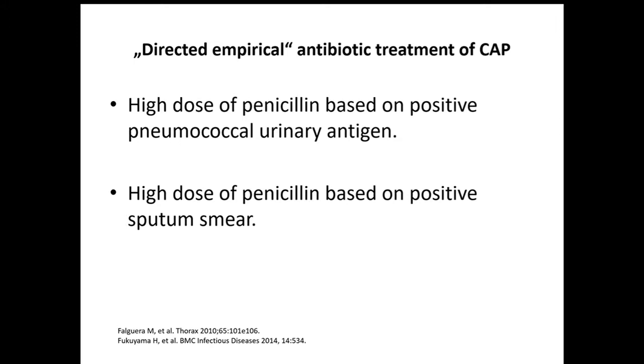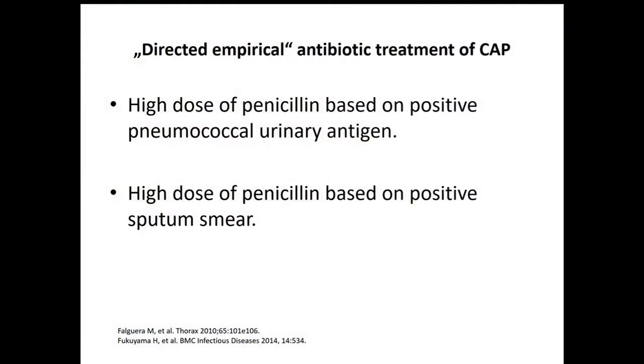We can give high dose of penicillin based on positive pneumococcal urinary antigen. High dose because we do not know anything about susceptibility. As you've seen, we have like 15% of lower susceptibility. And the other possibility, because urinary antigen may be available in a couple of hours, and sputum smear as well, is that we can give high dose of penicillin based on positive sputum smear.